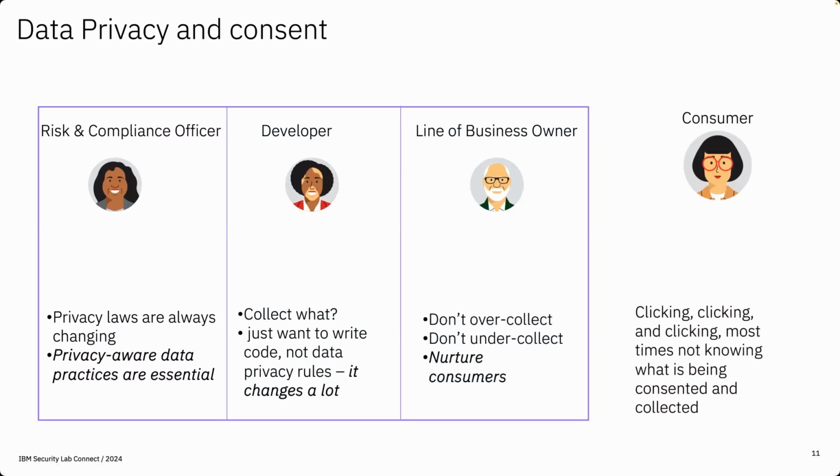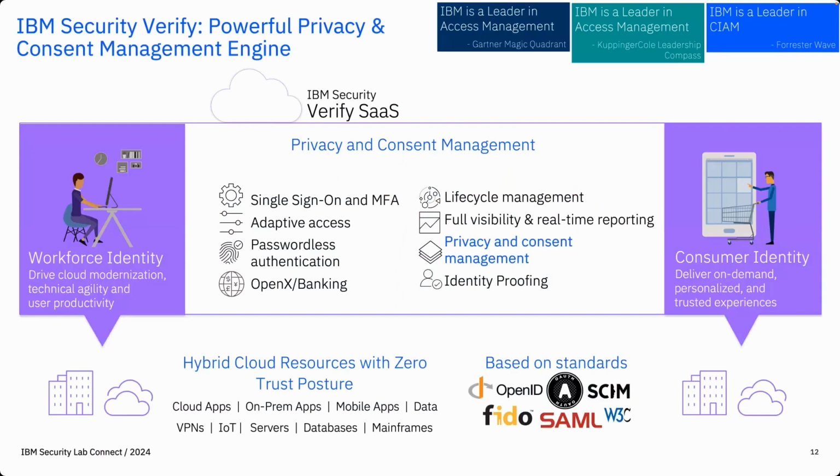So this affects the user experience, apart from non-compliance, which can lead to brand reputation issues or monetary losses to the organization. So what is the solution for this? That is why we are all in today's session. We are going to look at something which is going to solve this problem, and that we call a very powerful privacy and consent management engine that comes with IBM Verify Security SaaS.